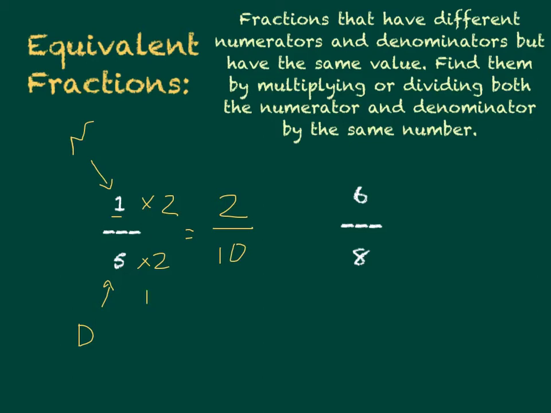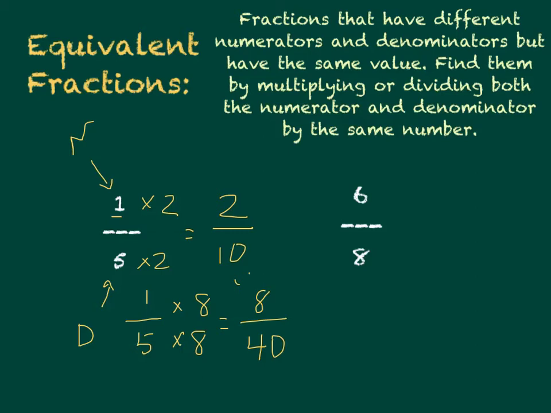I also could take the fraction 1/5 and I could multiply the top and the bottom by 8. Multiplying the numerator by 8 gives me 8 as my resulting numerator and 40 on my denominator. So 8/40 is both equal to 2/10 and it's also equal to 1/5. So there's an infinite number of equivalent fractions that I could come to for each fraction that I start with.